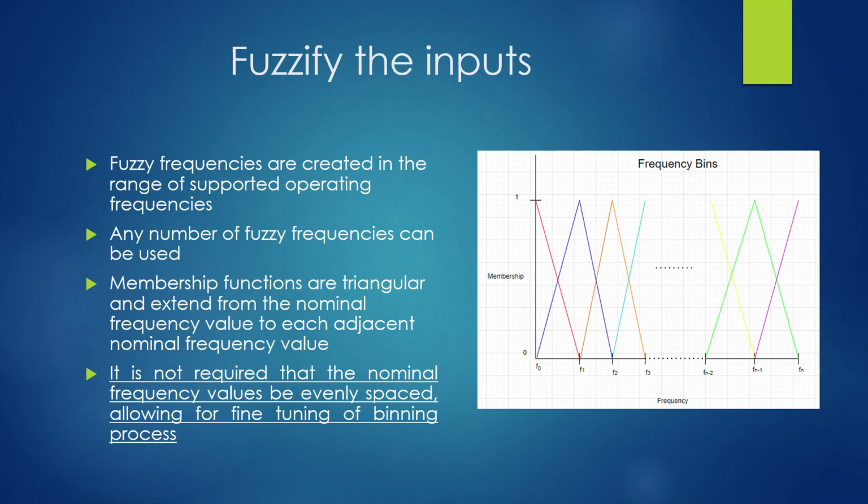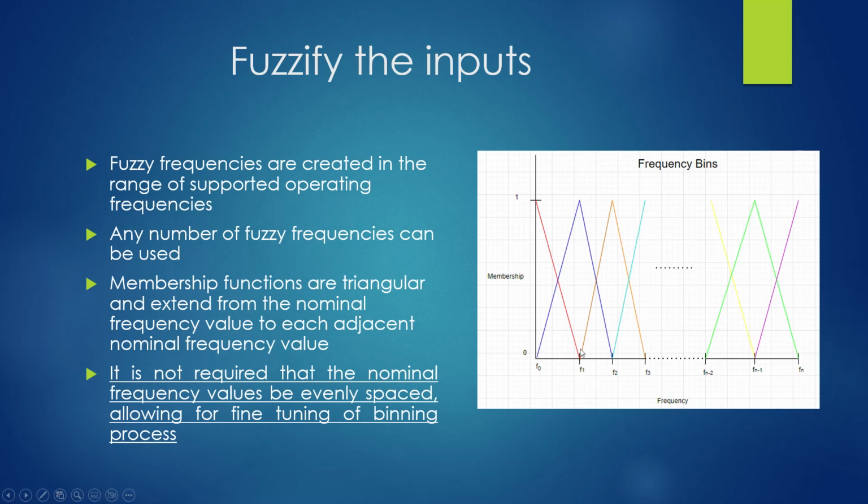So the first step in my fuzzy binning process is to fuzzify the inputs, and in this case, all of the inputs for this process are the operating frequency of each single core of a multi-core processor. So how I've done this is to create a linguistic variable for the frequency of a single core of a processor. And in this design, any number of frequencies can be used. In my example that I'll show later, I used 5 nominal frequencies. But the fashion in which these are combined are through triangular membership functions. And so you can see on the right, this shows how these are combined.